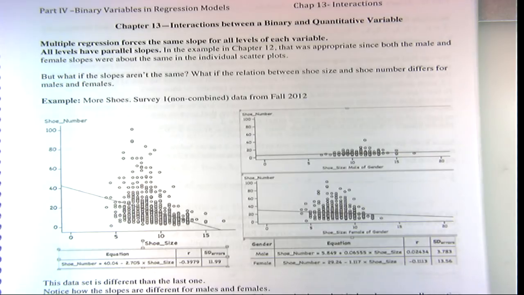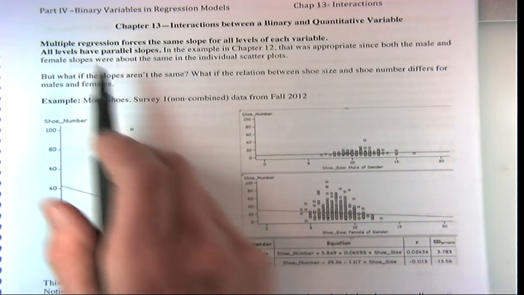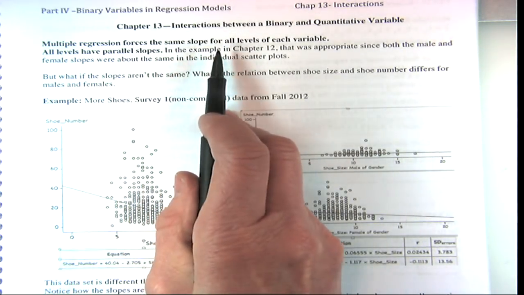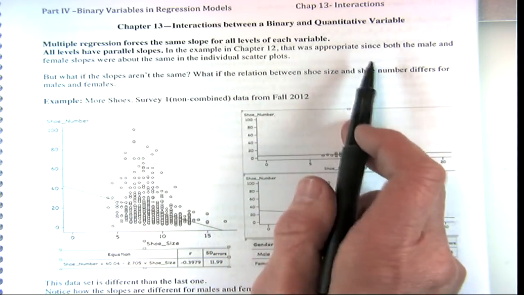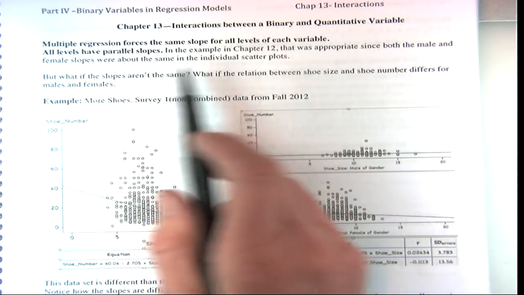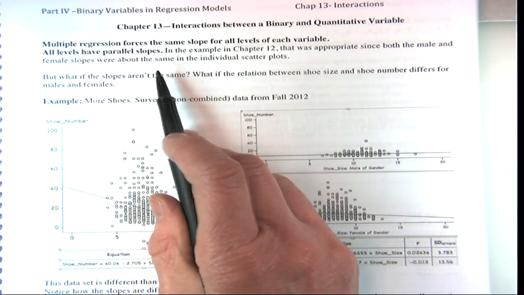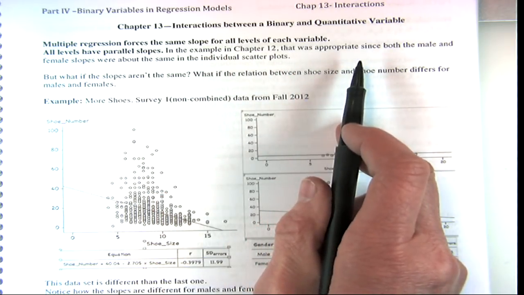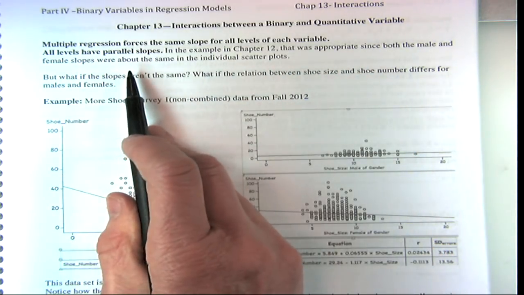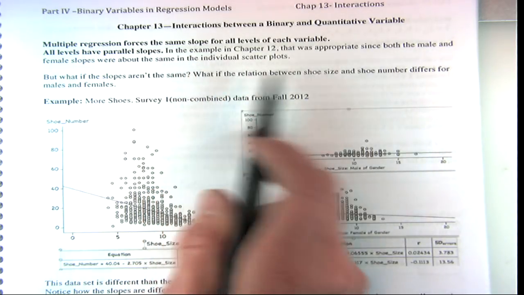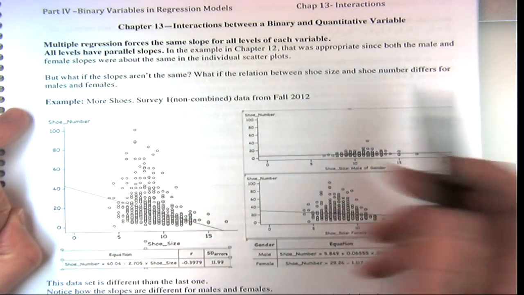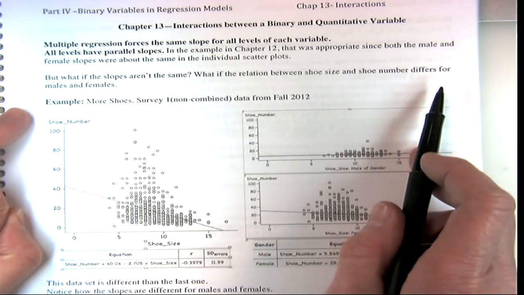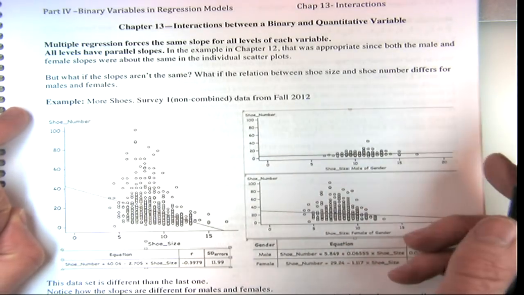Okay. So now, as I said, multiple regression forces the same slope for all levels of each variable. They all have parallel slopes. So that was appropriate in the last example because both the male and the female slopes were about the same. They weren't exactly. But what if the slopes aren't the same? What if the relationship between shoe size and shoe numbers differs for males and females?